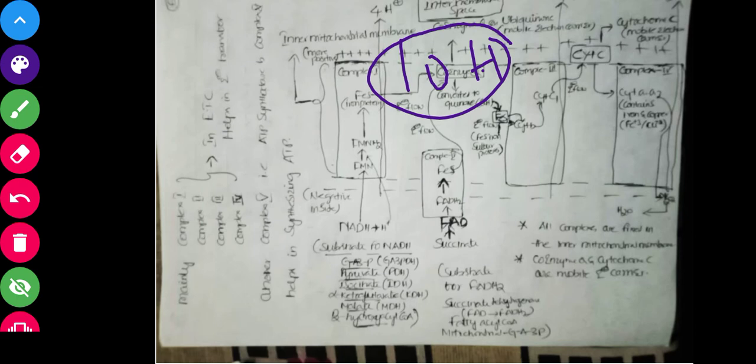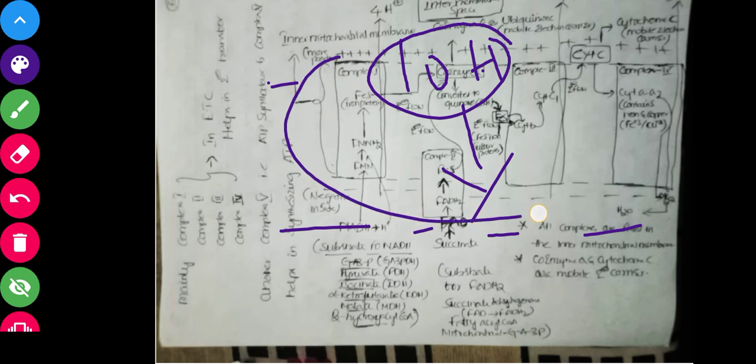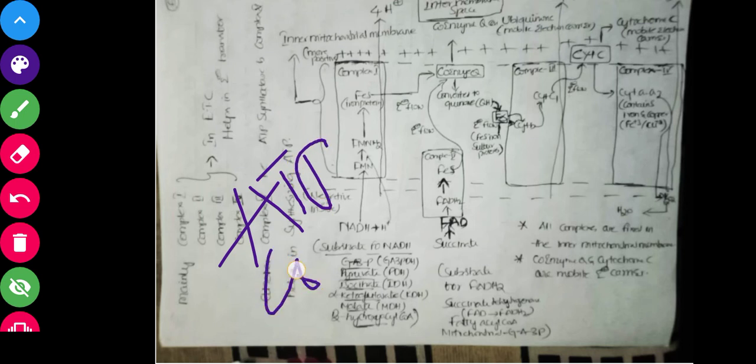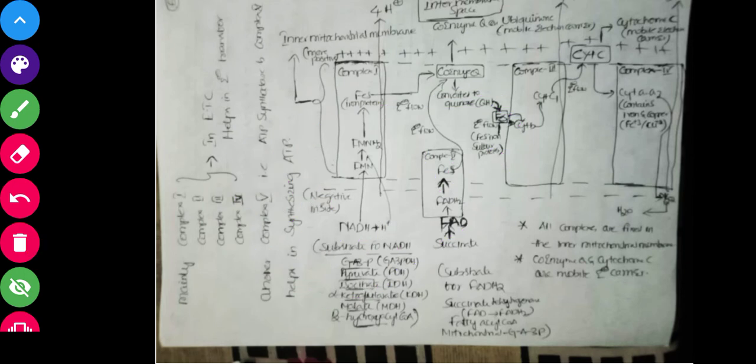Due to those protons, the inner membrane will be negative. The protons will try to move towards the inner membrane, but the inner mitochondrial membrane is impermeable to the protons. So the only way is the ATP synthase complex, or complex 5. We will study about this in the future slides. Up to here I think it is clear.